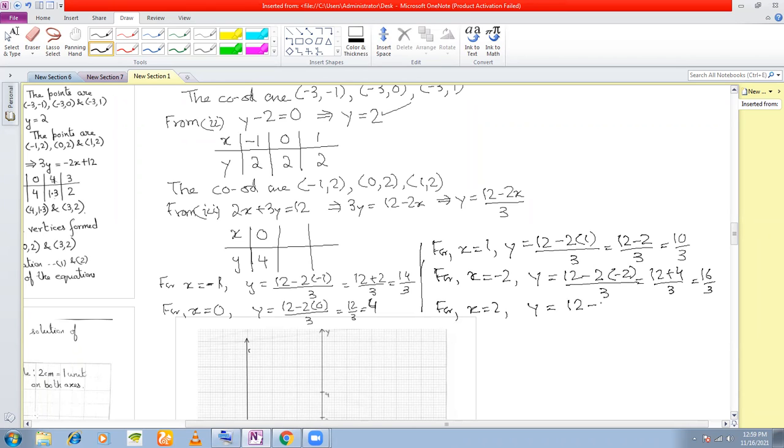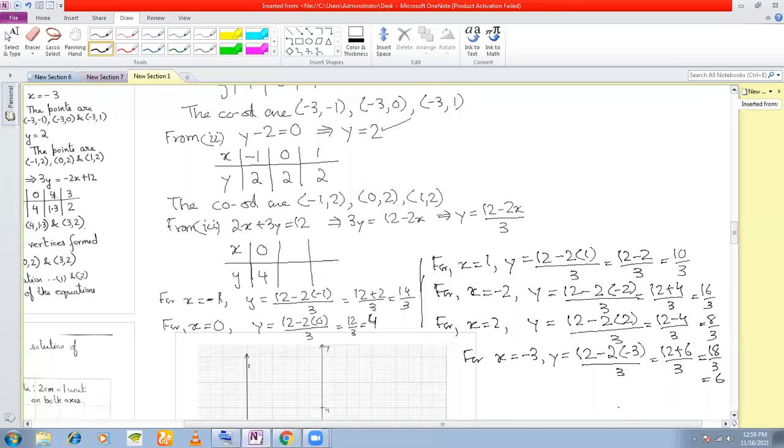(12 minus 2 into 2) divided by 3. So 12 minus 4 divided by 3, which is 8 by 3. Fractional value. Try to avoid. For x is equal to, let's say we take a value minus 3. Y is equal to (12 minus 2 into minus 3) divided by 3, which is 12 plus 6 divided by 3, which is equal to 18 by 3, which is equal to 6. Convenient value, but what is the problem? Can you tell me the problem here?